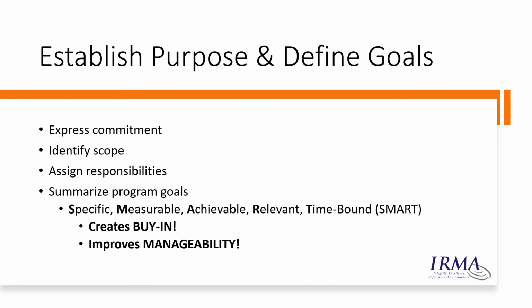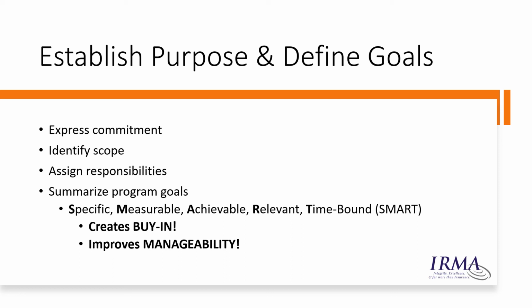Once your data is reviewed, establish your program purpose and define goals. These steps will express commitment to the injury prevention efforts, set clear expectations, identify the scope of the program, assign responsibilities, and summarize the program goals. Define goals that are specific, measurable, achievable, relevant, and time-bound. The Injury Prevention Program Implementation Guide will provide a sample SMART goal worksheet with additional guidance on how to create effective goals. The goal development process is another critical piece to gaining employee buy-in.